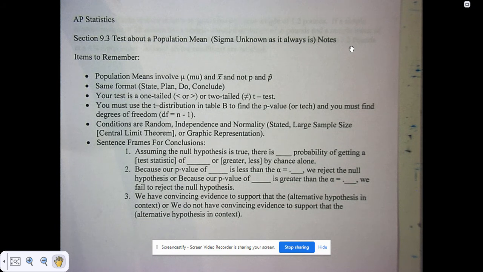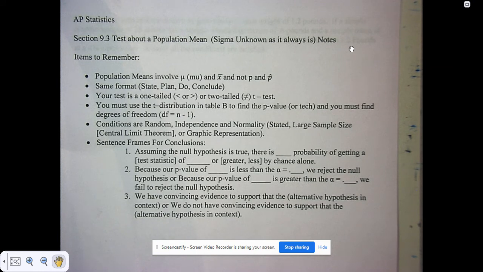So a couple things we want to do. We definitely want to remember that population means involve mu. We are no longer dealing with p. P is for proportions. Mu is for means. So the population parameter that we're dealing with is mu. We are also dealing with x bar and not p for a sample, or p hat for a sample proportion.